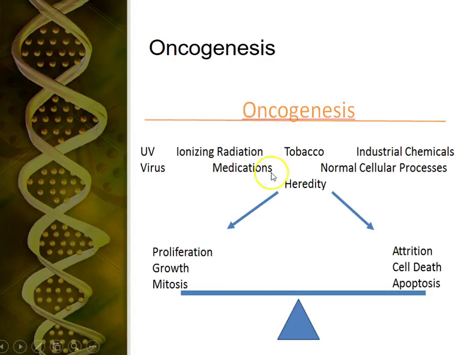So, oncogenesis. We have heredity. There are other factors that can lead to proliferation and growth versus cell death by apoptosis. Chemicals, tobacco, radiation, UV, and viruses can all affect this balance between proliferation and cell death, or apoptosis. And it's this balance that's critical.